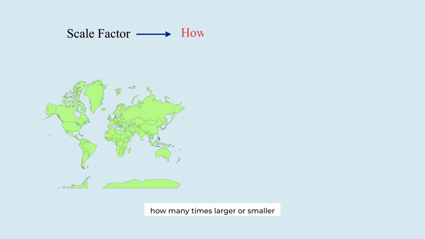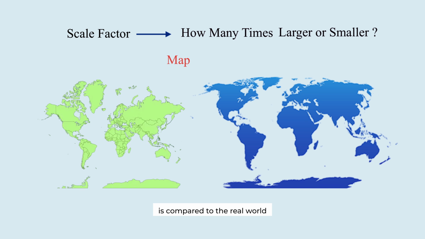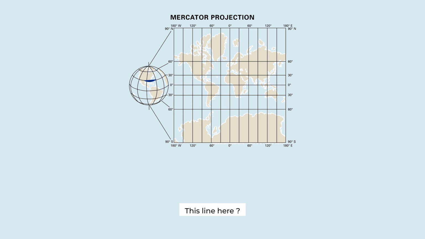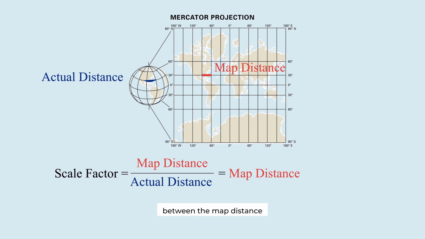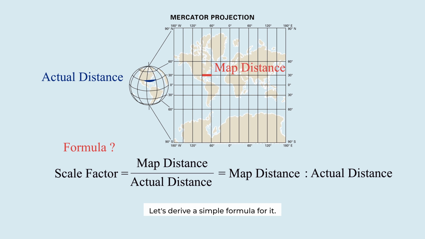It tells us how many times larger or smaller a distance on the map is compared to the real world, depending on latitude. This line here, that's the actual distance between 2 points on Earth. And this one, that's the distance between 2 points on the map. Divide the map distance by the actual distance. It's the scale factor, showing the ratio between the map distance and the actual distance. Let's derive a simple formula for it.